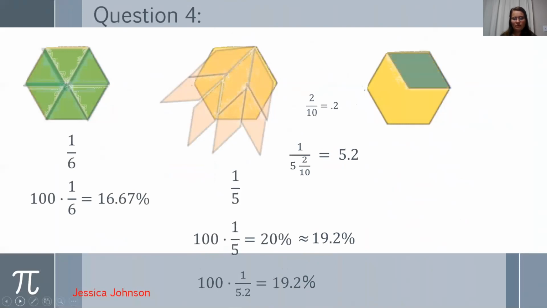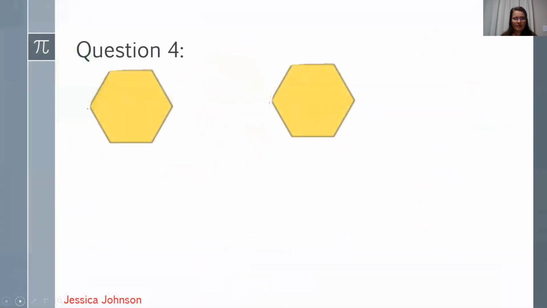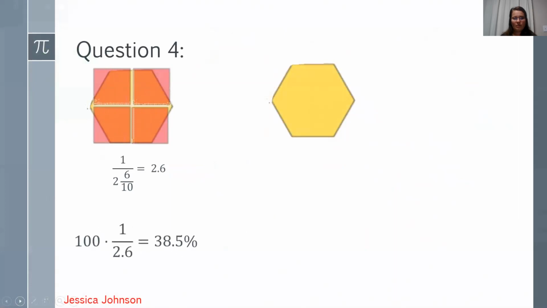A blue rhombus will fit inside of a hexagon 1 out of 3 times. This gives us our fraction of 1/3. Multiply by 100 and you get 33.3%. A square will fit inside of a hexagon 1 out of 2 6/10. 2 6/10 is the same as 2.6. Multiplying by 100, we get 38.5%.